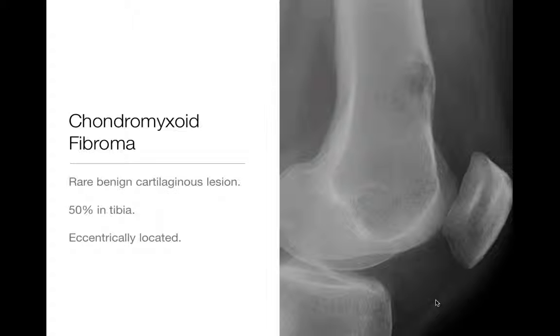Last lesion is a chondromyxoid fibroma. These are pretty rare lesions. They're benign cartilaginous lesions. You're not going to see many of these, so we won't talk about them too much. They tend to be eccentrically located and are common in the tibia. This is an example of a chondromyxoid fibroma, benign lesion there.